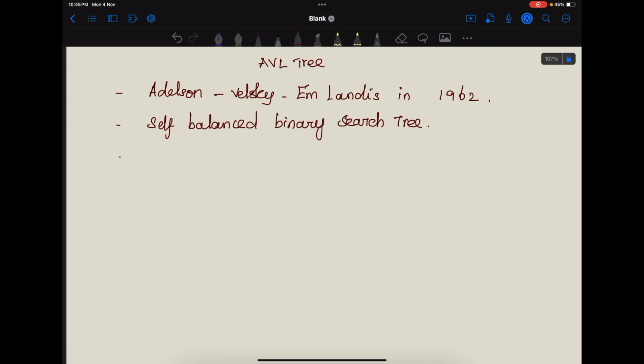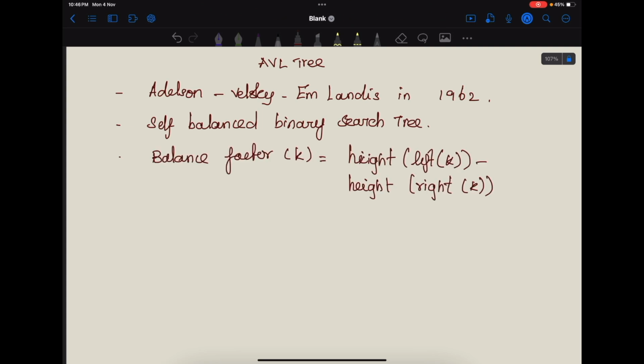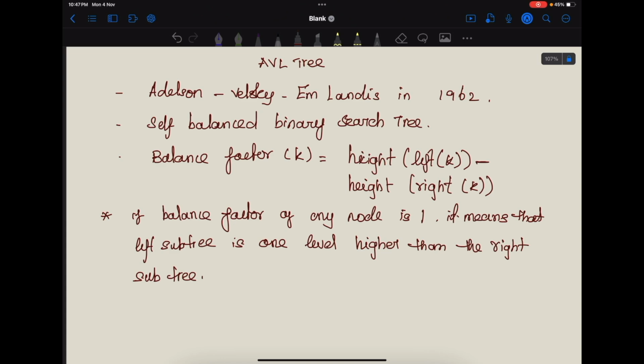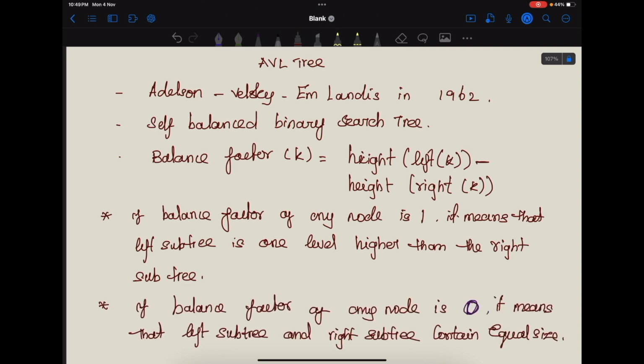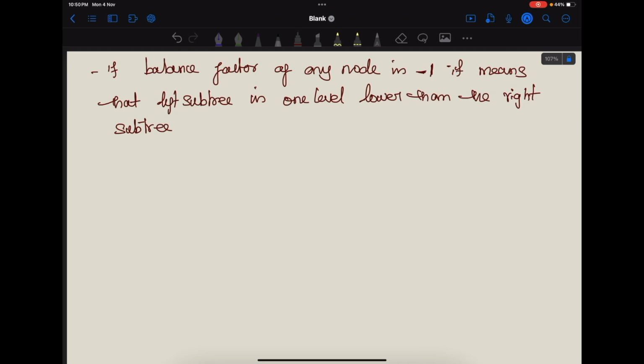So we have the formula: height of the left subtree minus height of the right subtree. This is the formula for calculating the balance factor. While calculating the balance factor, if the balance factor of any node is 1, it means that the left side subtree is one level higher than the right side subtree. If the balance factor of any node is 0, it means that the left side subtree and the right side subtree are both equal in size. If the balance factor of any node is -1, it means that the left side subtree is one level lower than the right side subtree.